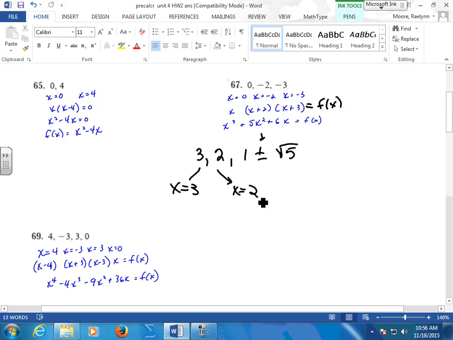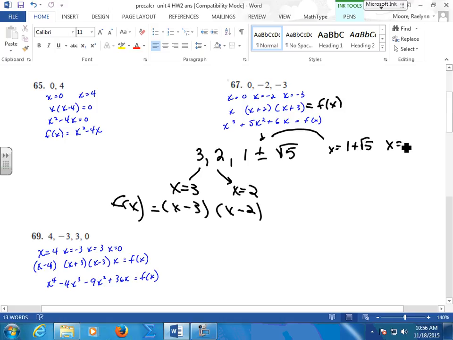So flip them back to factors. Good way to start. Now, these are my conjugate pairs. I have x is equal to 1 plus radical 5. I have x is equal to 1 minus radical 5. I cannot multiply those two things together. I can do, if I want, x minus 1 plus radical 5 times x minus 1 minus radical 5. If you want to FOIL this, you're more than welcome to.